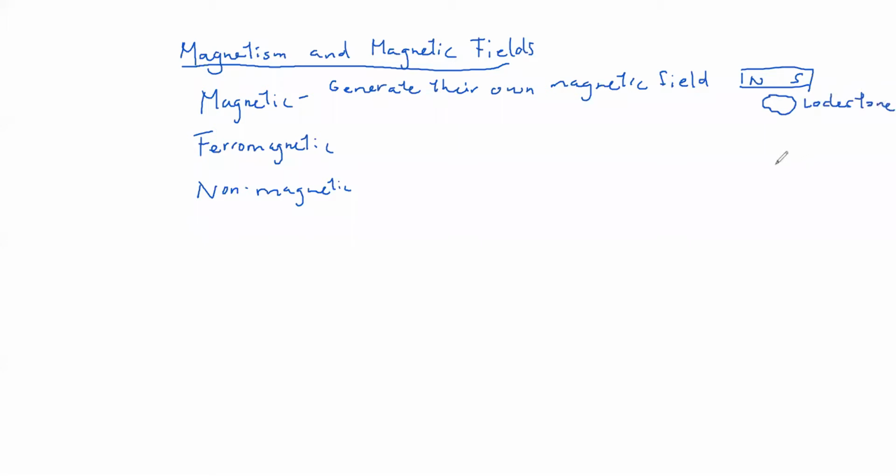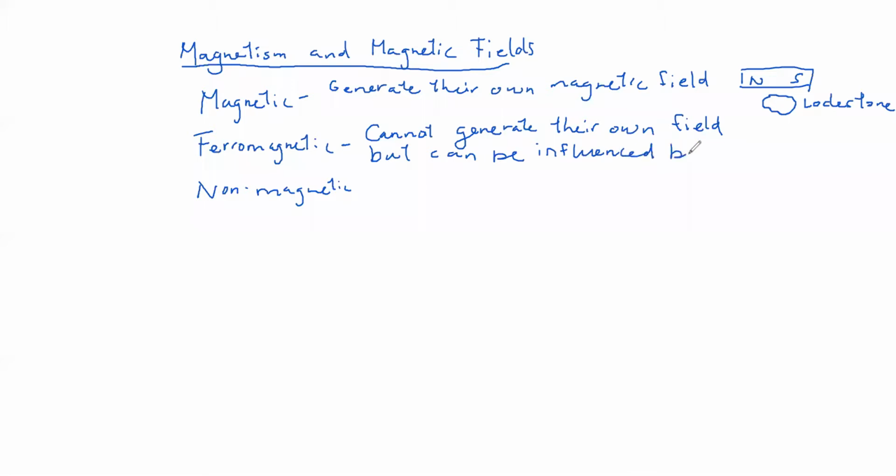These lodestones or magnets on their own have the ability to generate a field in which either magnetic or ferromagnetic objects, when brought close enough, will be influenced by that field. Ferromagnetic is similar to magnetic, but it cannot generate its own field, but can be influenced by a magnet.